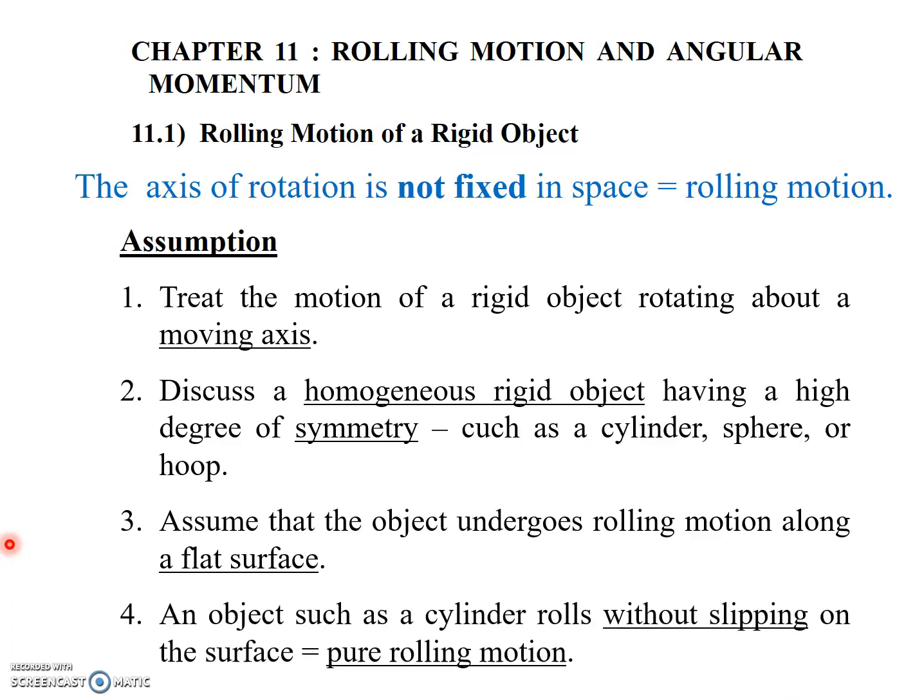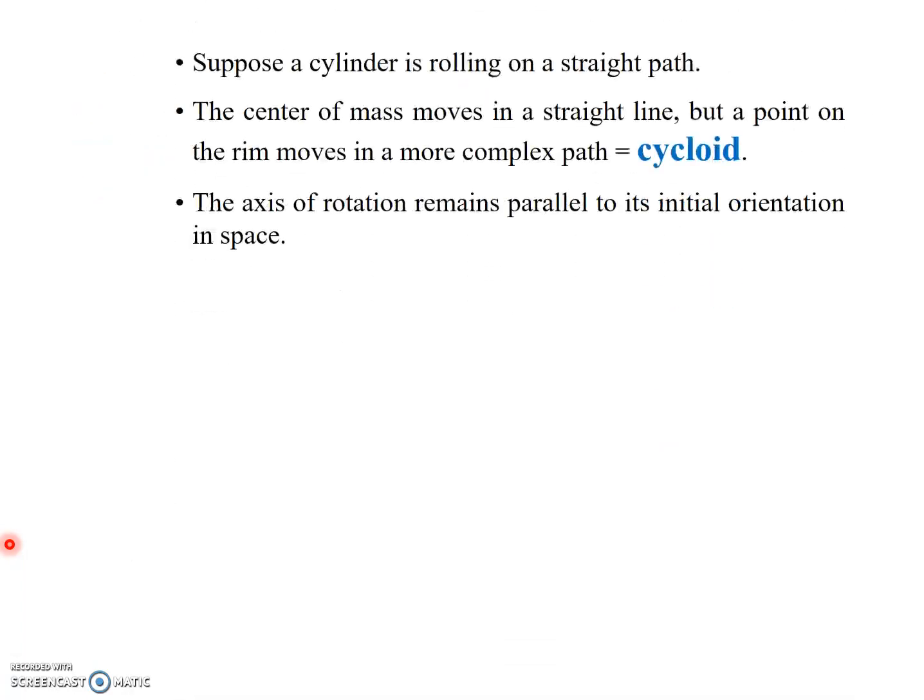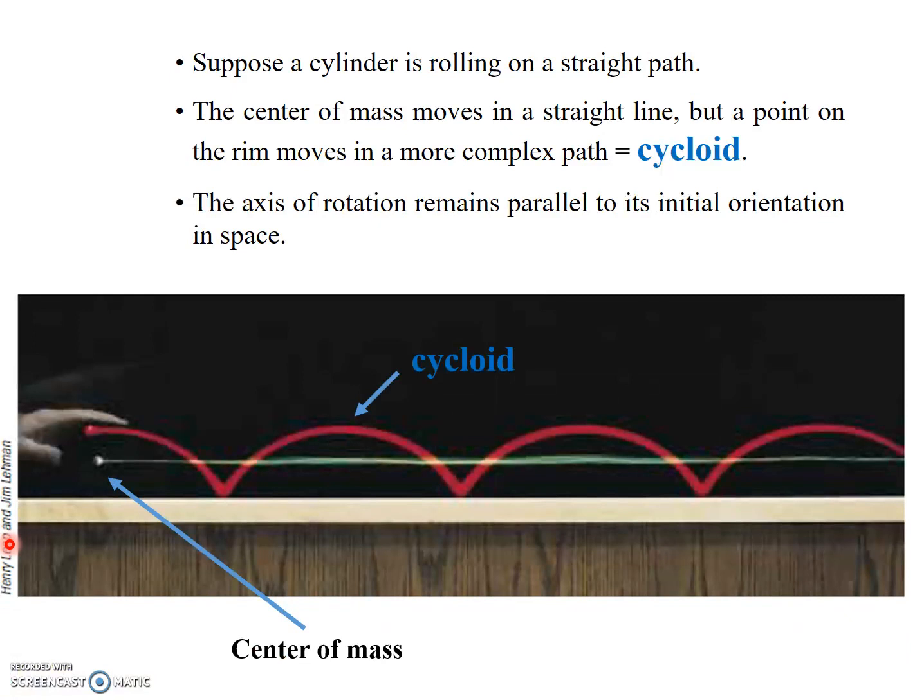And finally, an object such as a cylinder rolls without slipping on the surface, which we call pure rolling motion. Suppose we have a cylinder which is rolling on a straight path. The center of mass moves in a straight line, but a point on the rim moves in a more complex path, which we call a cycloid. So this is the cycloid path, okay? And this is the center of mass which is moving in a straight line.